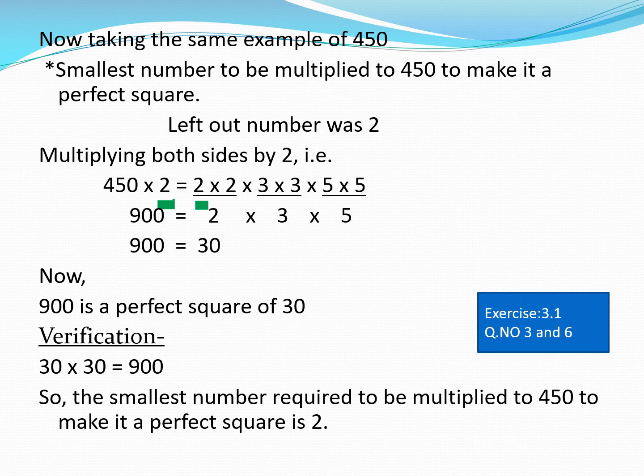You will not write 900 is the smallest number. If you write 900 is the smallest number, it will be wrong. We just have to find out the smallest number that is required. So which number have we multiplied with 450? The number is 2. Then it became 900. So 900 is a perfect square number of 30.